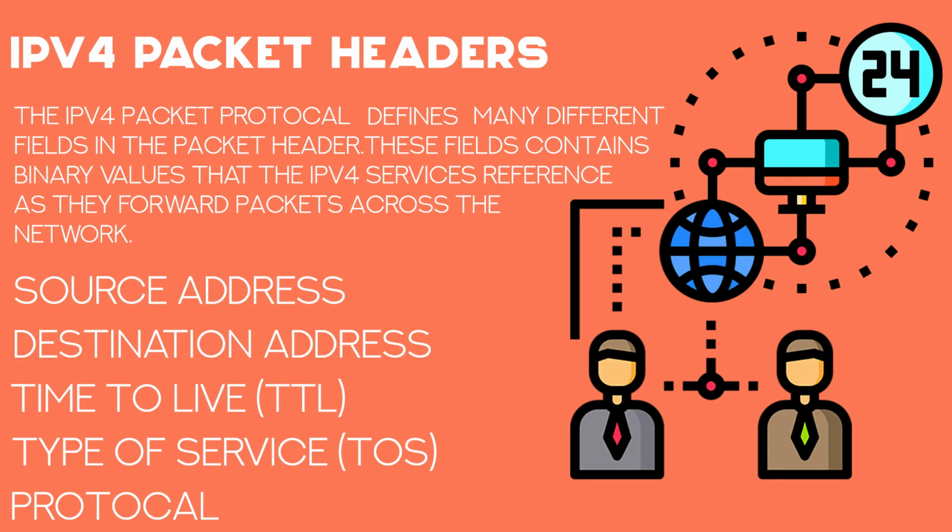So let's first look at the IPv4 packet header. The IPv4 protocol defines many different fields in its headers. These fields contain binary values that IPv4 services reference as they forward packets across the network. The information it carries is, firstly, as you can see on the screen, the IP source address, or the packet source, where the packet is coming from. Secondly, it stores the IP destination address, or the packet destination, where the packet is going to.